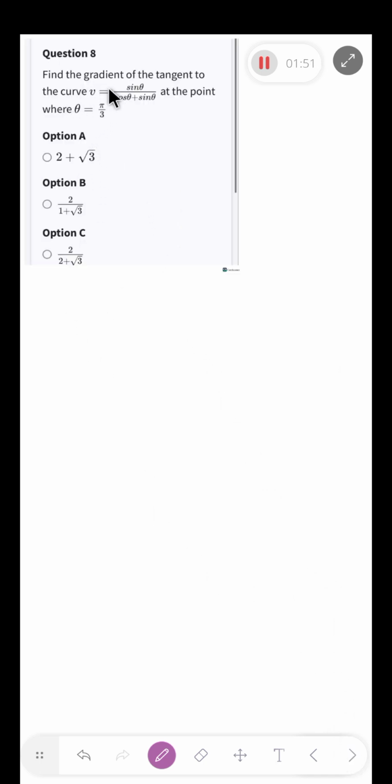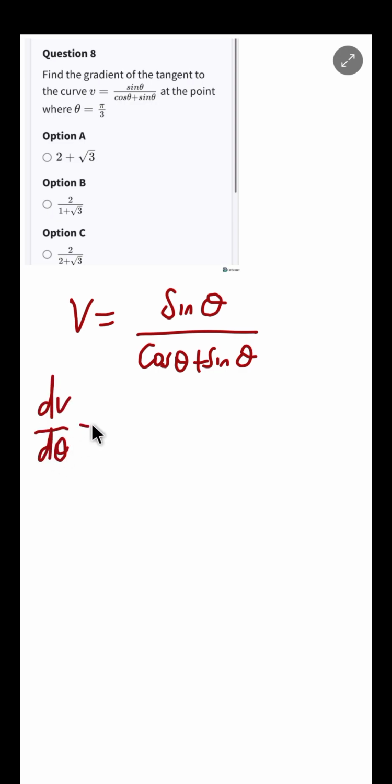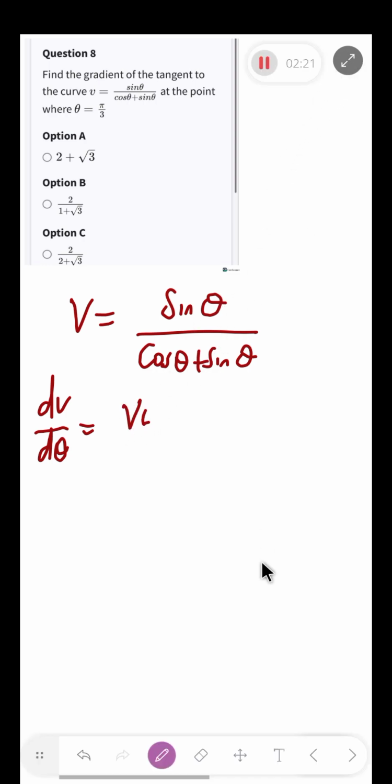Next question says, find the gradient of the tangent curve. Okay, the gradient of the tangent curve of v equals sin theta over cos theta plus sin theta. And then this is just the quotient rule, and the rule says that dv over d theta is actually equivalent to, let's say, vu prime. Okay, then let me use that definition to avoid confusion.